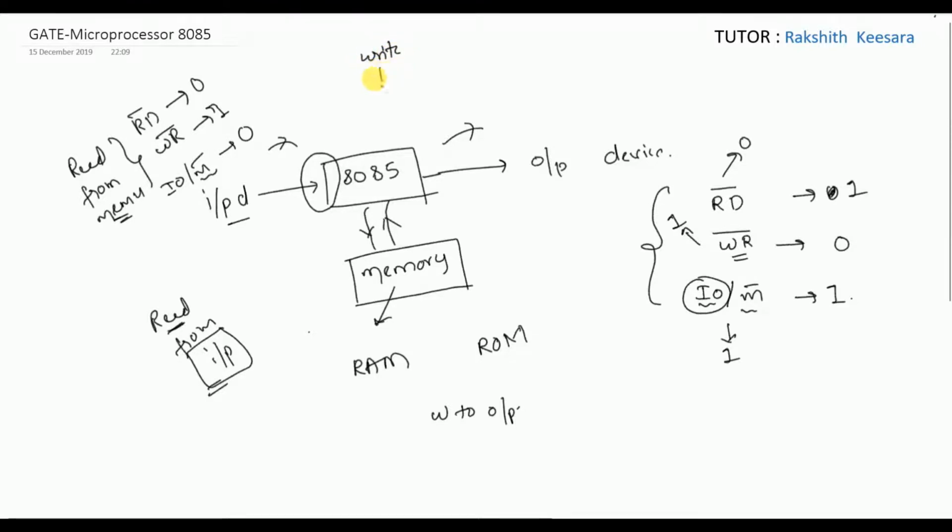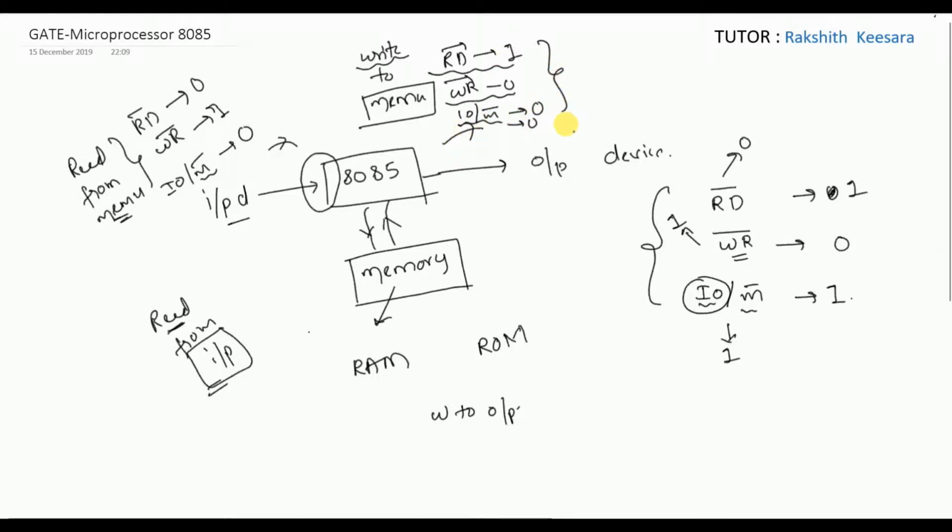Write to memory. So RD bar will be 1. WR will be 0. And this will be 0 because I need a write operation. So this will be 0 and this will be 1. Write operation to memory. So these are the signals generated by the control bus.